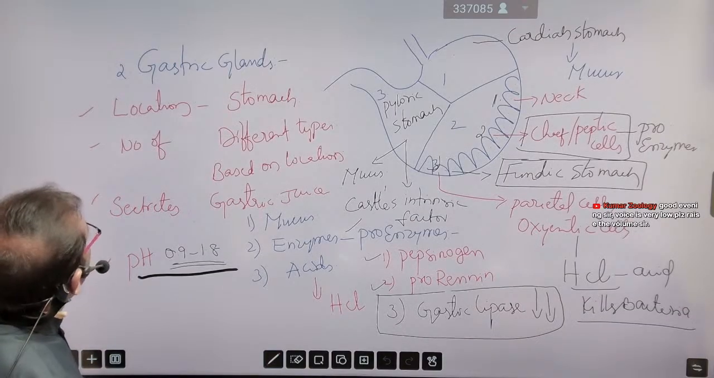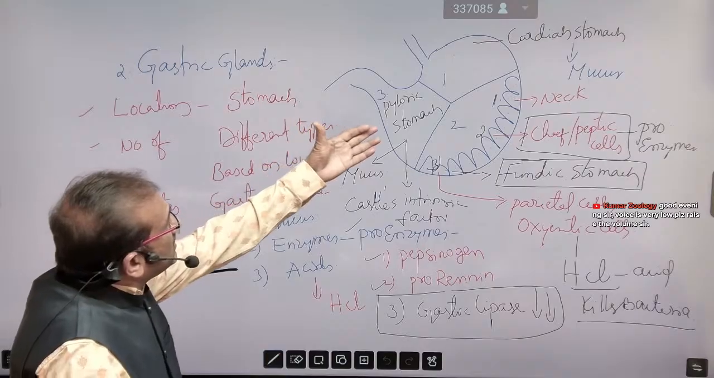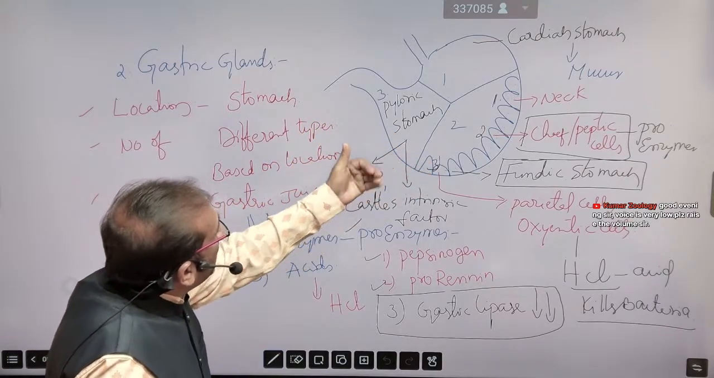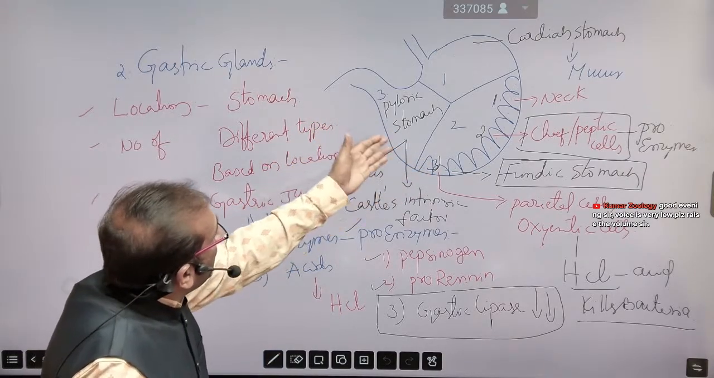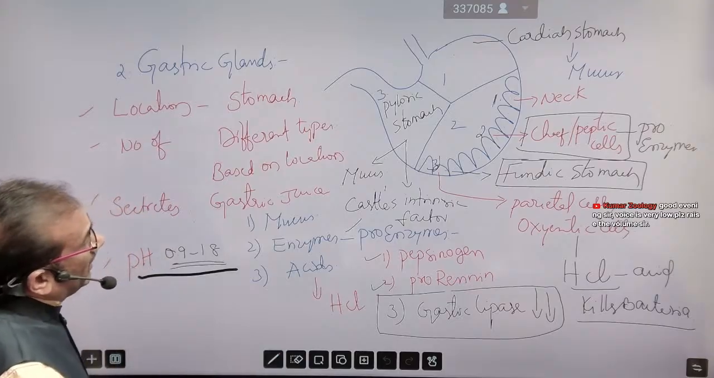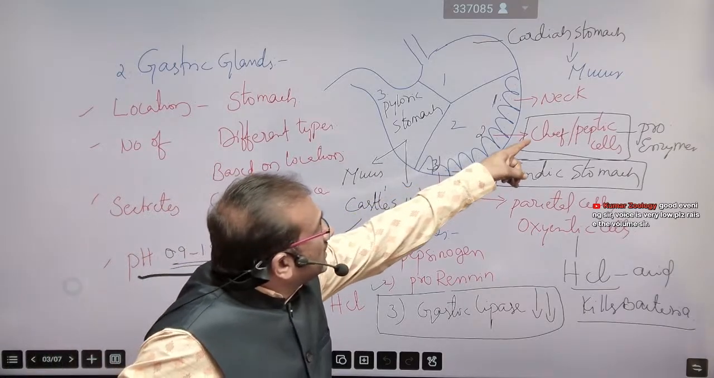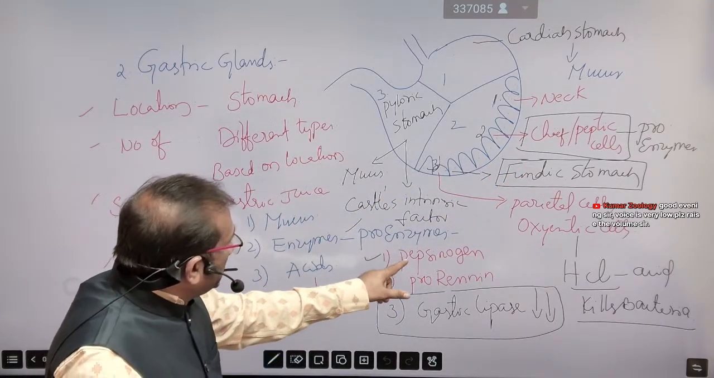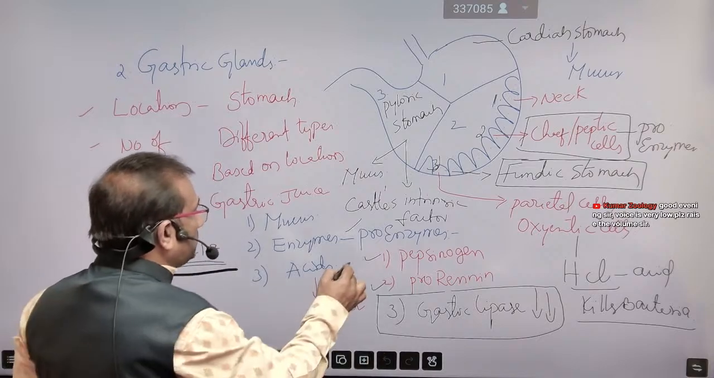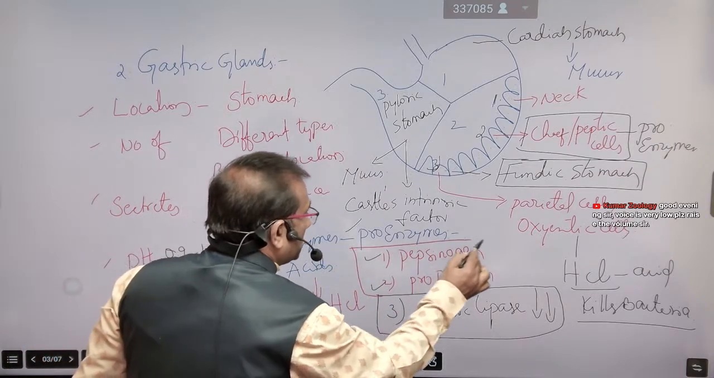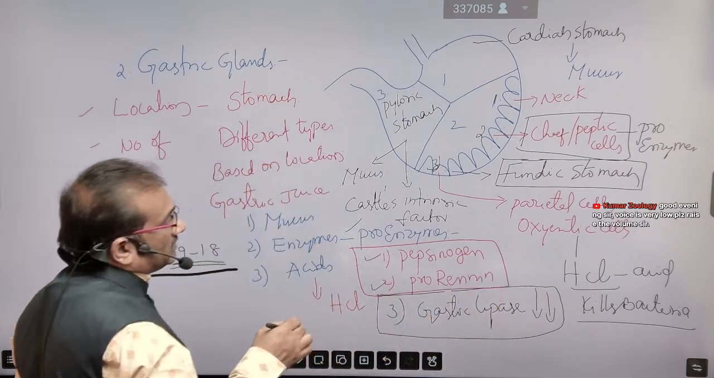Second one, gastric glands. The stomach has 3 parts: cardiac, fundic, and pyloric. And chief cells are most important. They secrete proenzymes. Proenzymes are pepsinogen and prorenin. Pepsinogen and prorenin are the most important enzymes from the chief cells.